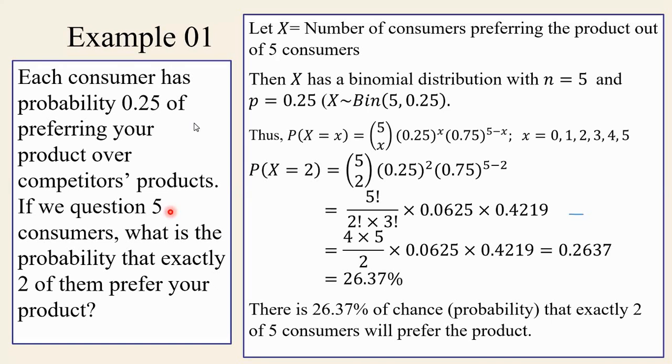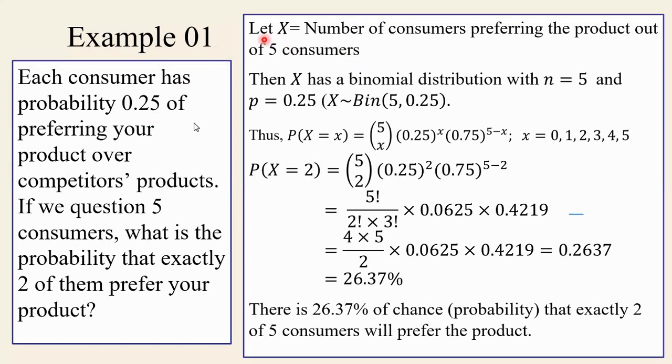Now we can consider it as 5 trials. And there are 2 outcomes, preferring and not preferring, when we are asking the customer whether they prefer this product or not. Each and every customer will not be affected; these 5 customers are answering independently. And the probability of a customer preferring that product is 0.25. That is, the probability of success is 0.25.